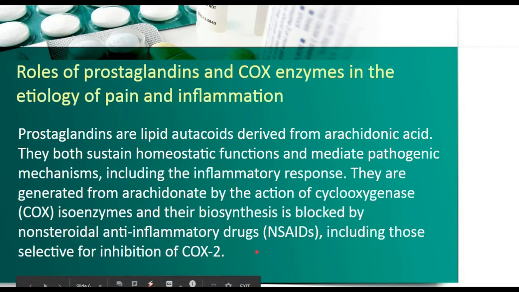The roles of prostaglandins and COX enzymes in the etiology of pain and inflammation. Prostaglandins are lipid eicosanoids derived from arachidonic acid. They both sustain homeostatic functions and mediate pathogenic mechanisms, including the inflammatory response. They are generated from arachidonate by the action of cyclooxygenase or COX isoenzymes, and their biosynthesis is blocked by nonsteroidal anti-inflammatory drugs, NSAIDs, including those selective for inhibition of COX-2. Despite the clinical efficacy of NSAIDs, prostaglandins may function in both the promotion and resolution of inflammation.